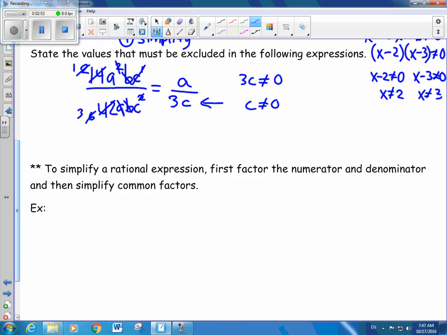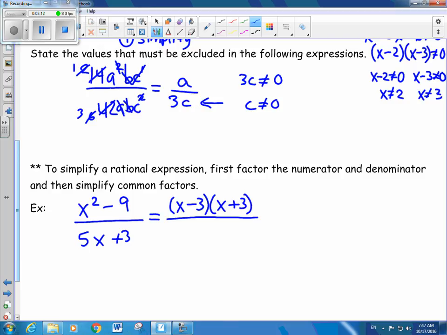Another kind of expression you could get is, let's say, x squared minus 9 over 5x plus 15. Well, if you remember, we need to simplify. On the top, you have the difference of two squares. So that's (x minus 3) times (x plus 3).